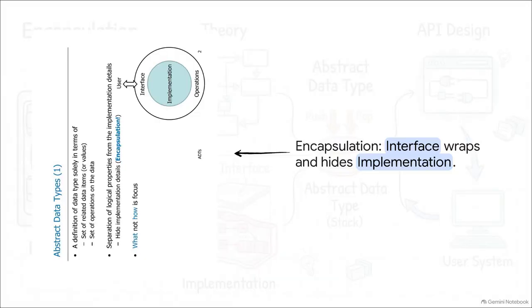Visually, it acts like a literal boundary. Take a look at the outer ring labeled interface. Notice how it physically wraps around and completely hides the inner core, the implementation, from the user up at the top. The user only ever interacts with the interface, the operations, and they never need to know what kind of complex code is running inside that blue inner circle.